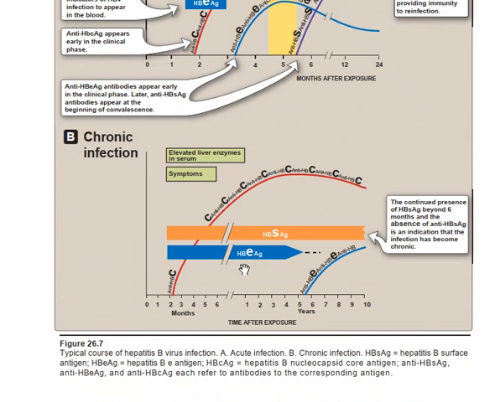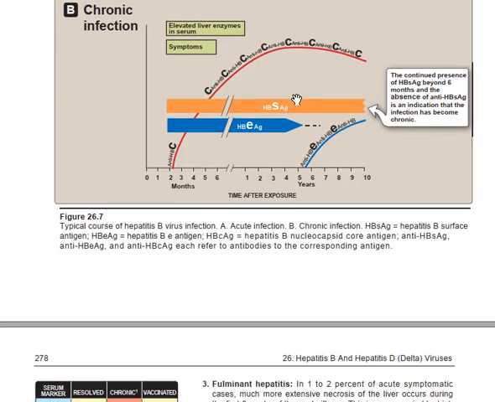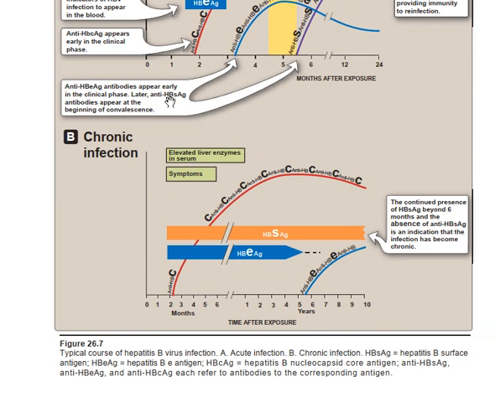Now, the next one. The window period, as you can see here, can be a period of 1 to 3 months, because it depends on multiple exposure. So let's say 1 month, 1 to 3 months in time. Now, that was the case of an acute infection. In the case of a chronic infection, you can have elevated liver enzymes, as I've said, which shows the activity of the disease.